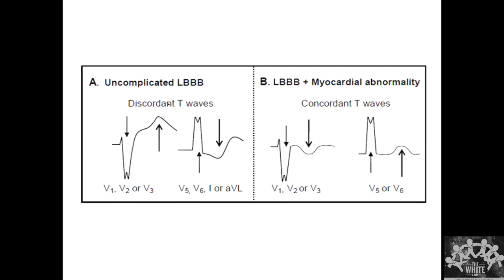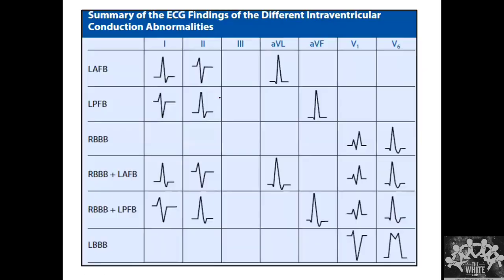The same thing applies to left bundle branch block also. It's called discordant T waves. Whenever you have concordance, it indicates ischemia. Or if the discordance is very high, if it is too much, then also it is ischemia.